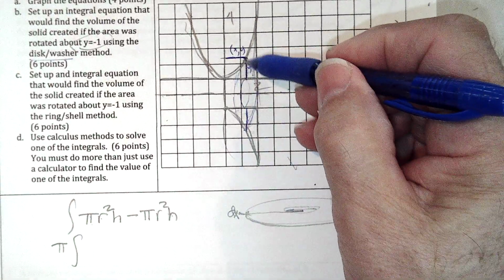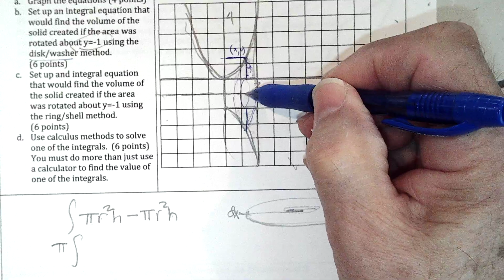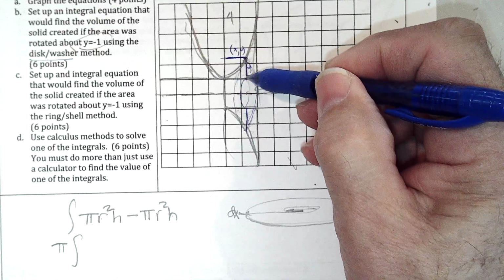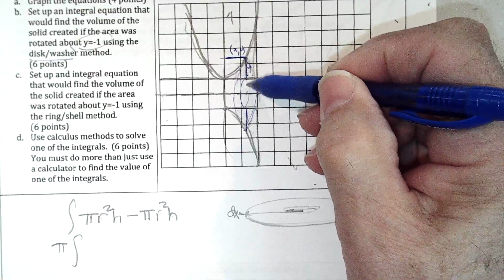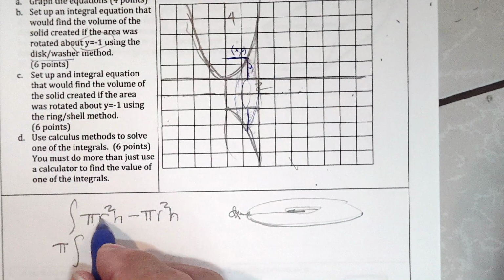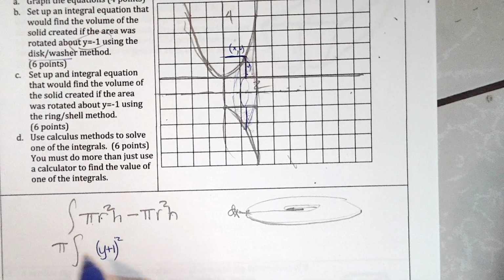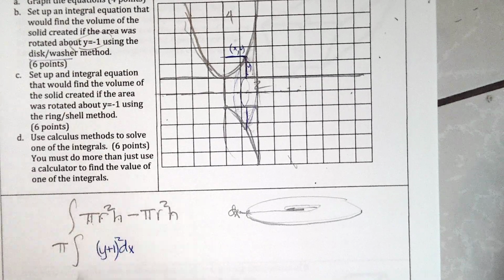So if this is y, that's not quite the radius. The radius goes from here to there. So it's y and one more. And I don't care that this goes down or up or whatever. It's y plus one more. So the radius for the large disk is y plus 1, and the h is dx, and we got the pi.